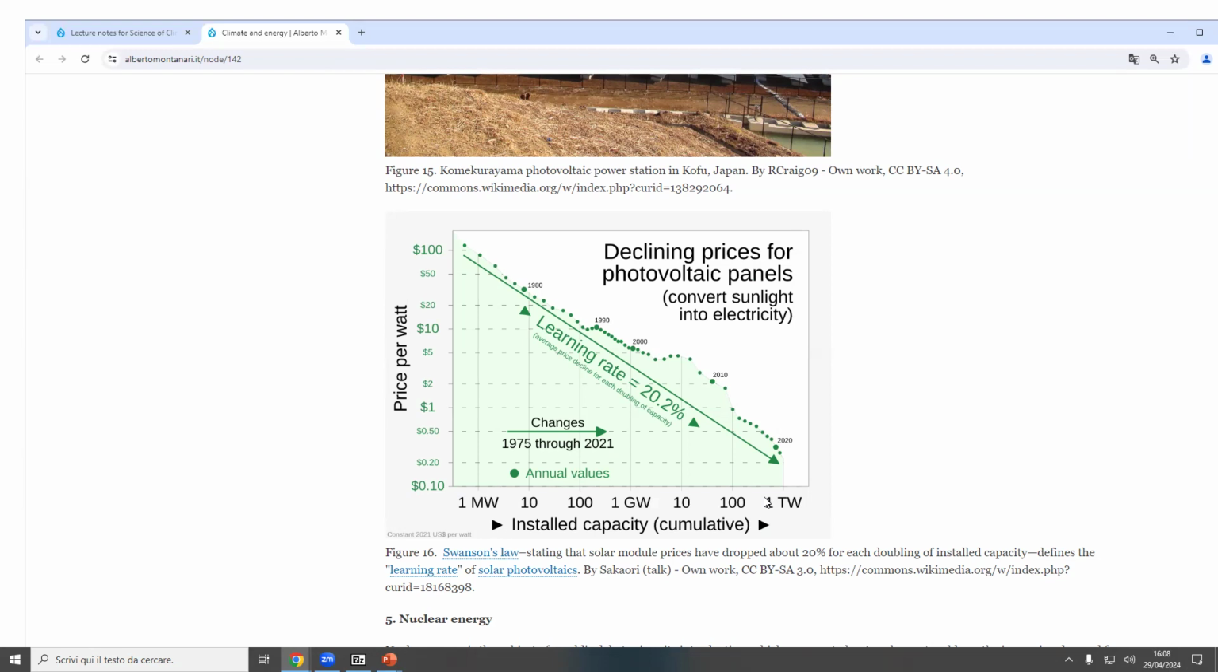And then, of course, there is the discourse of environmental impact. But in terms of cost, we are becoming more sustainable.